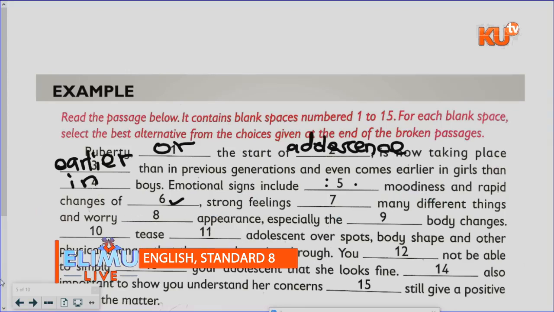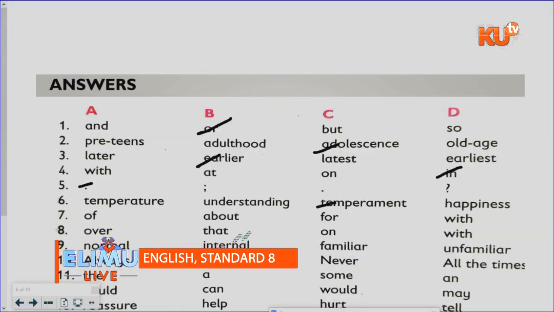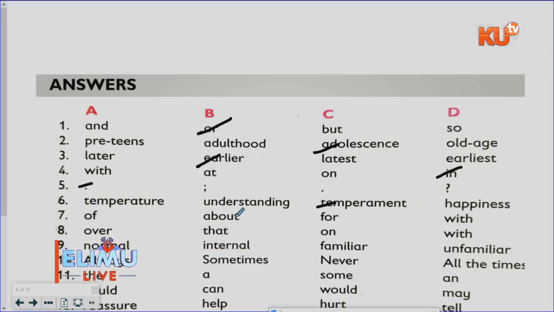Strong feelings of many different things. Strong feelings about many different things. Strong feelings for many different things. Strong feelings with many different things. Strong feelings of many different things is not correct. Feelings about. About gives you the cause. Strong feelings about many different things.